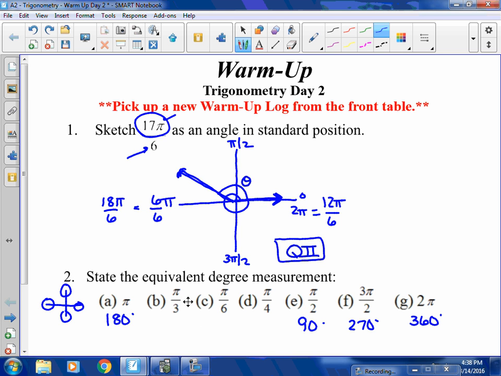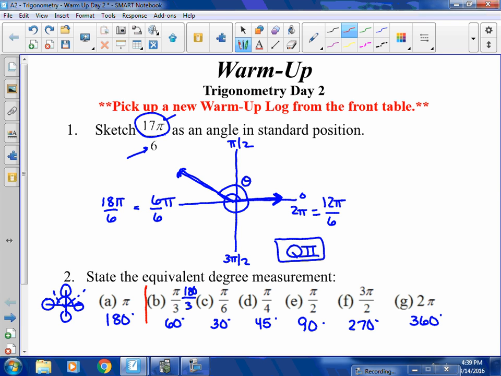Pi over 3. Think about what that actually means. That means you're taking this distance between 0 to pi and splitting it up in 3 equal pieces. So what would that equal? Well, if I take 180 and split it up into 3 equal pieces, you should be getting that pi over 3 is the same as 60. Pi over 6, same idea. If I divide 180 into 6 equal pieces, what would you get? 30. And pi over 4, divide 180 into 4 equal pieces, and you get 45.